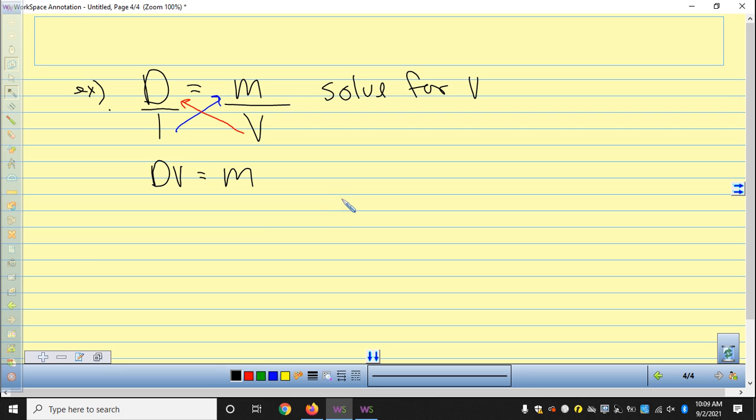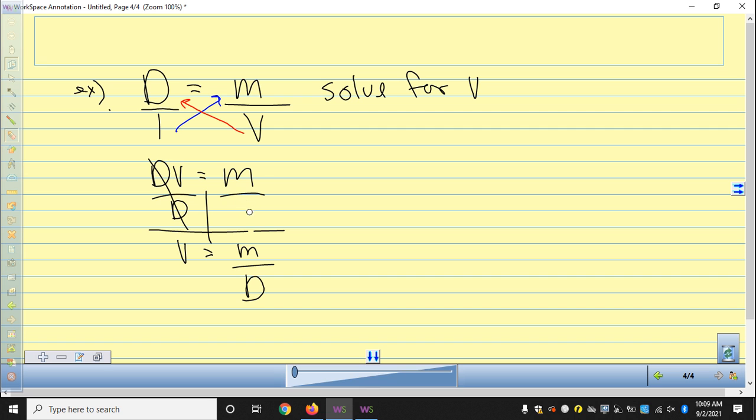And now how do I get the V by itself? Is it adding, subtracting, multiplying, or dividing? Divide. It's multiplying, so we need to divide. So then these cancel, and I get V equals M over D. So the volume is the mass divided by the density. You'll see this in science. This shows up a lot in science. And you'll see this problem on our test.